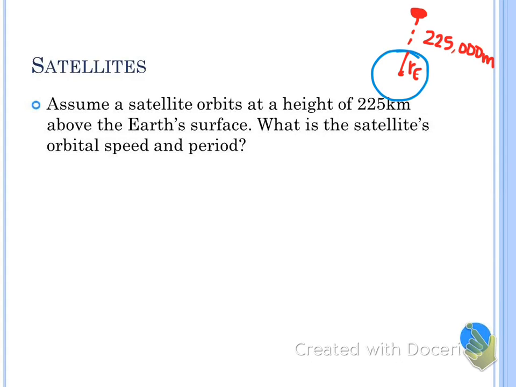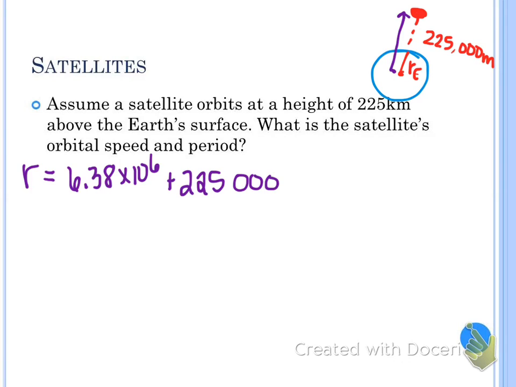We want our radius to go from the Earth's center to our satellite, so we need to add those two together. The radius we're looking for is 6.38 times 10 to the 6, because that's the radius of the Earth, plus 225,000. Not 225 kilometers; we have to convert that to meters so our units match. So our radius has a value of 6,605,000 meters. That's our radius.